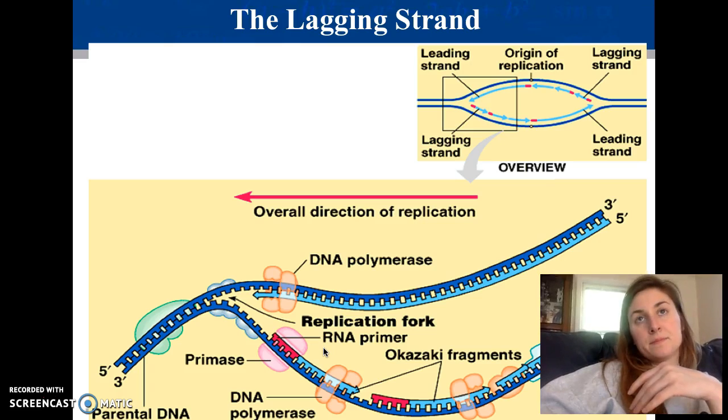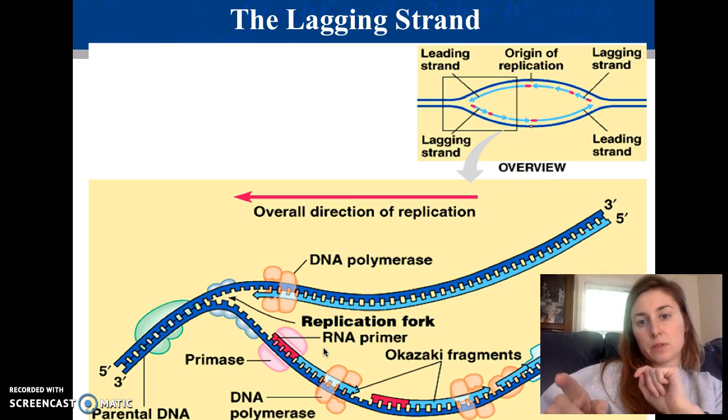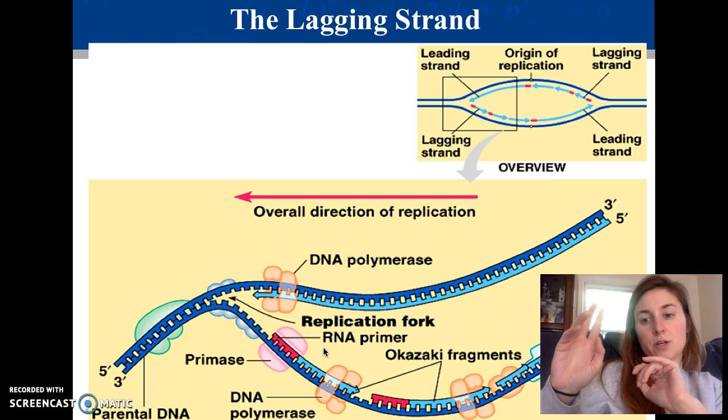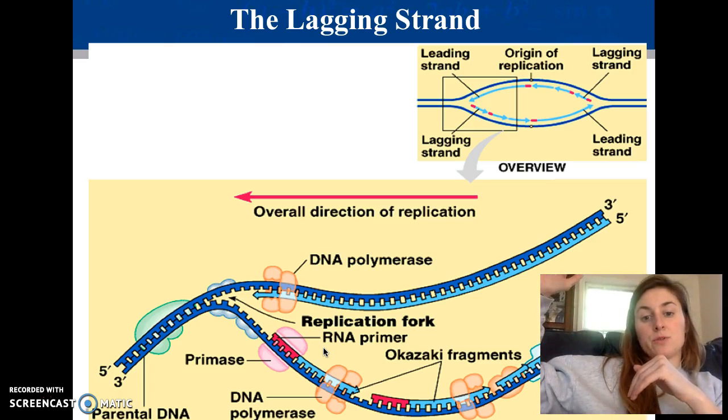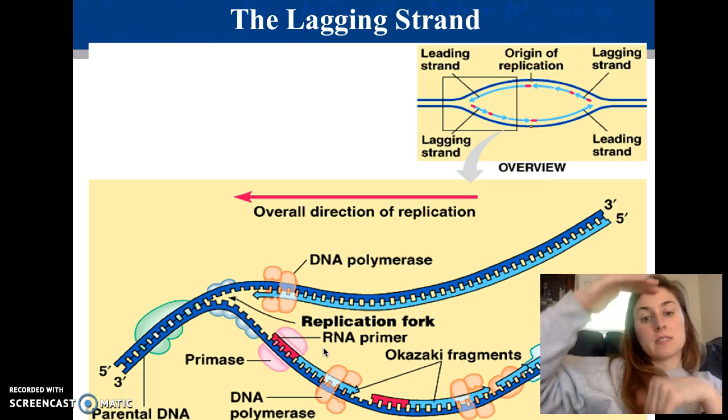So we have something called the lagging strand. If we look at the top right corner, basically the overall direction of replication is occurring from 3 to 5, right? So from 5 to 3, right? So we're constantly adding new DNA in a certain direction. For one strand of DNA, that's going to be really seamless, because it's going to just be able to go along as the zipper opens.